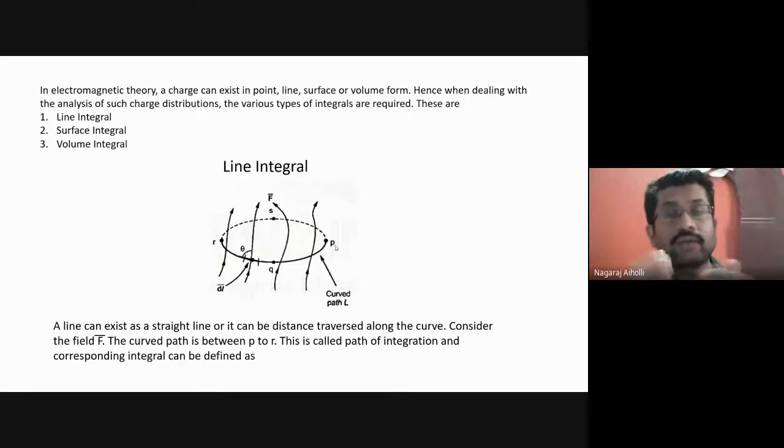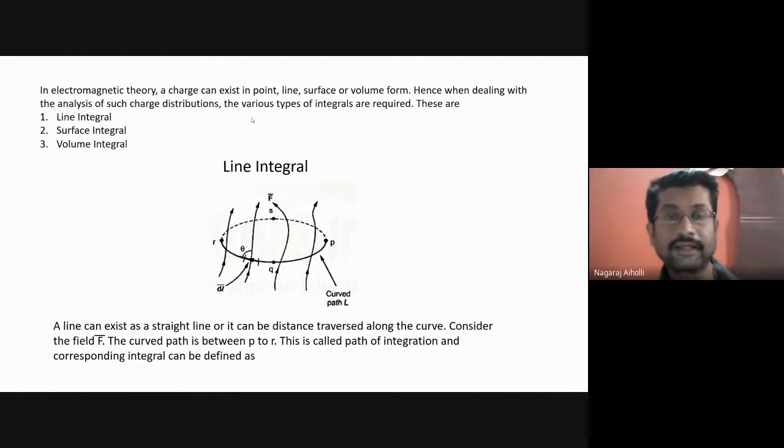When we want to analyze such distribution of charges in electromagnetic field theory, then we require the help of integrals. What are these different integrals? The first one is the line integral, the second one is the surface integral, and the third one is the volume integral.